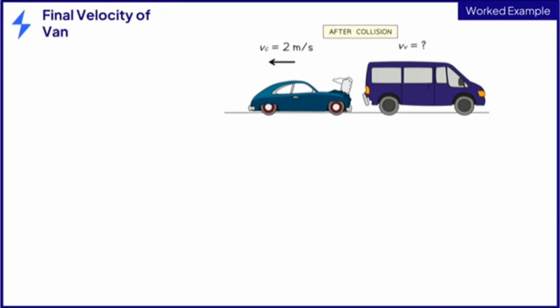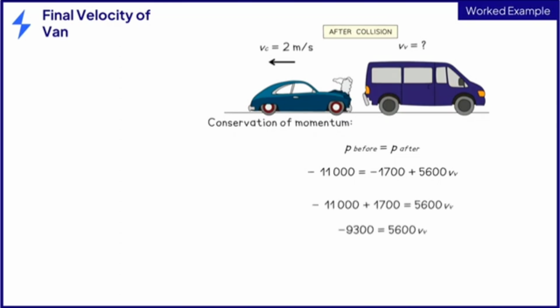So the momentum after the collision is minus 1,700, add 5,600 times the final velocity of the van for 1 mark. The final step is to use the conservation of momentum to equate the momentum before and the momentum after. So, minus 11,000 is equal to minus 1,700 plus 5,600 times the final velocity of the van.